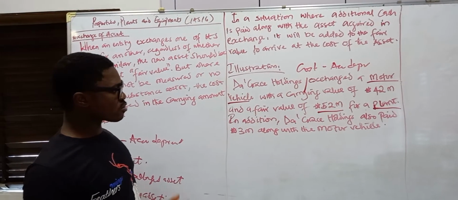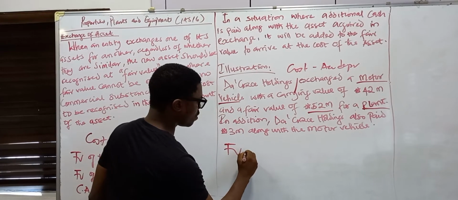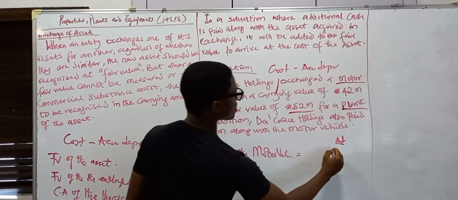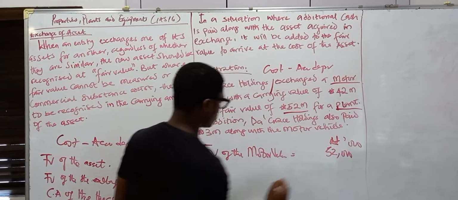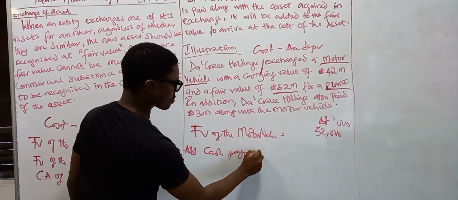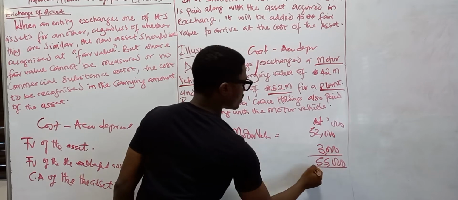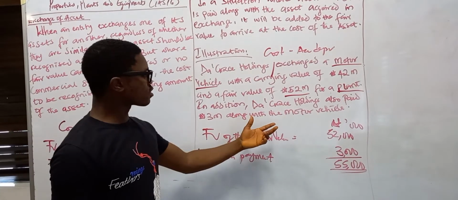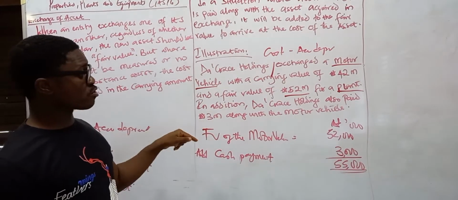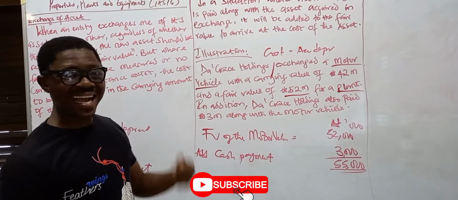So what is the cost of this asset? The cost of this asset to recognize at initial recognition will be the fair value of the motor vehicle, which is 52 million, add cash payment of 3 million. We have 55 million. So this then means that at initial recognition, the cost of the plant is 55 million naira, being the total of the fair value of the motor vehicle, 52 million, plus the cash that is paid alone.